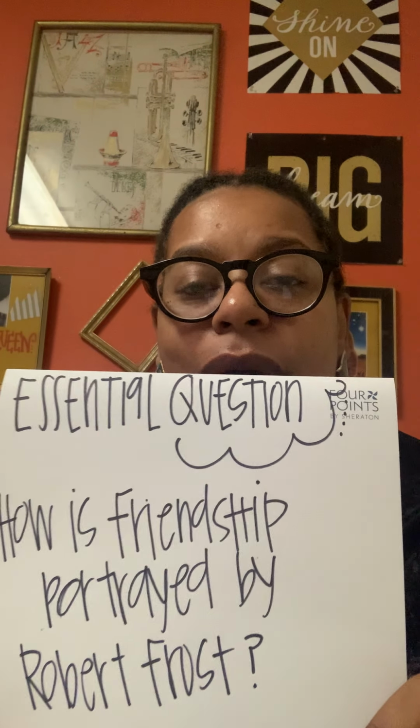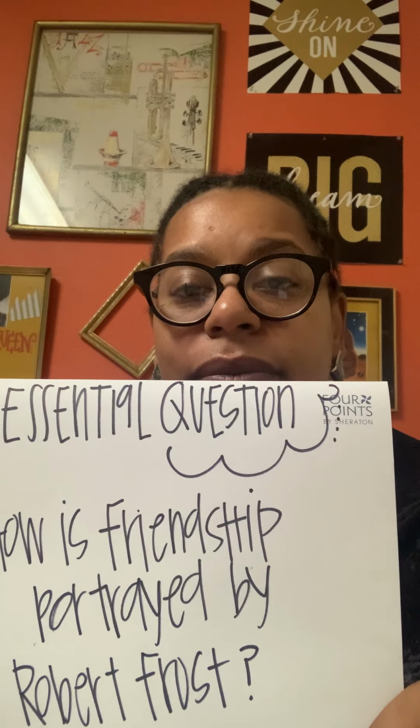Now that we've looked at these poems, we're going to go back to our essential question of the day. Remember, our question is, how is friendship portrayed by Robert Frost? You're going to take 5 minutes to write a paragraph that introduces this question. How is friendship portrayed by Robert Frost? What are the differences between the friendships that are introduced in the poems that we read today?